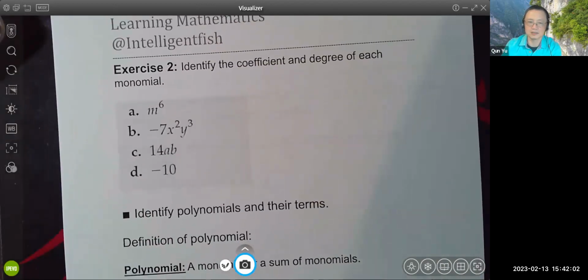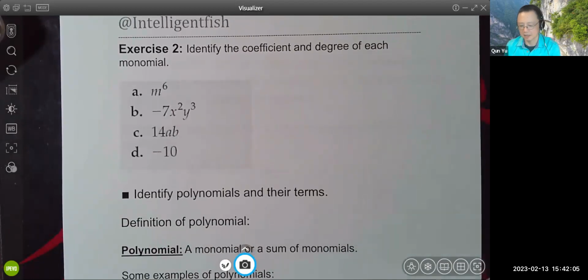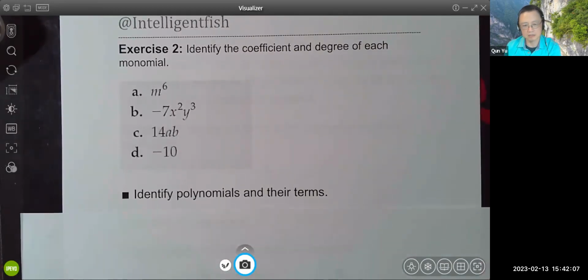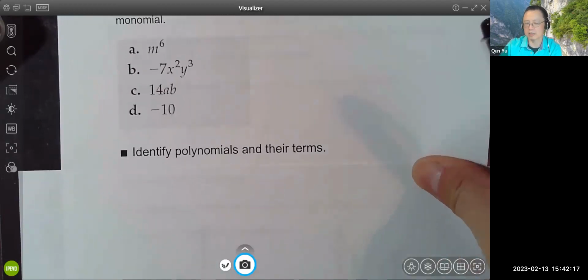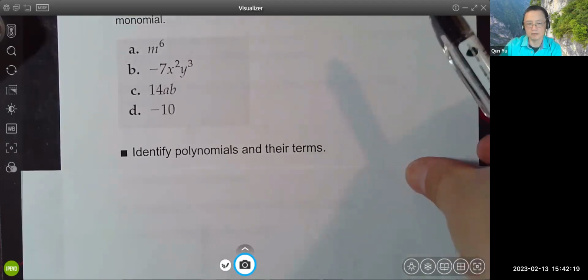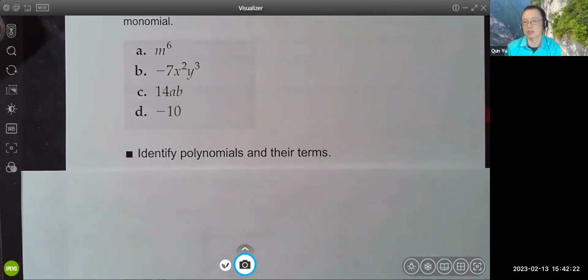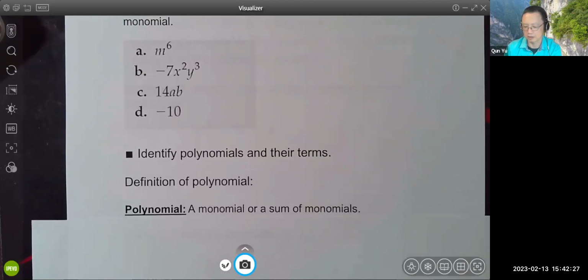Okay, this is the second set of exercises. Our next learning objective, we want to identify polynomials and their terms. So we just learned monomial, which is just a constant number or the product of a constant number and variables raised to whole number powers, right? Now, what is a polynomial? A polynomial is either a monomial, it's right, it's not wrong. Monomial is just a special case of polynomial.